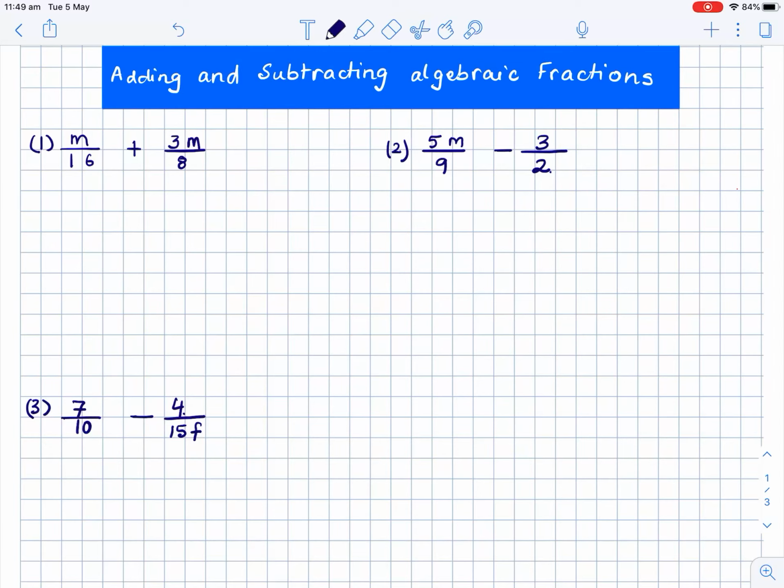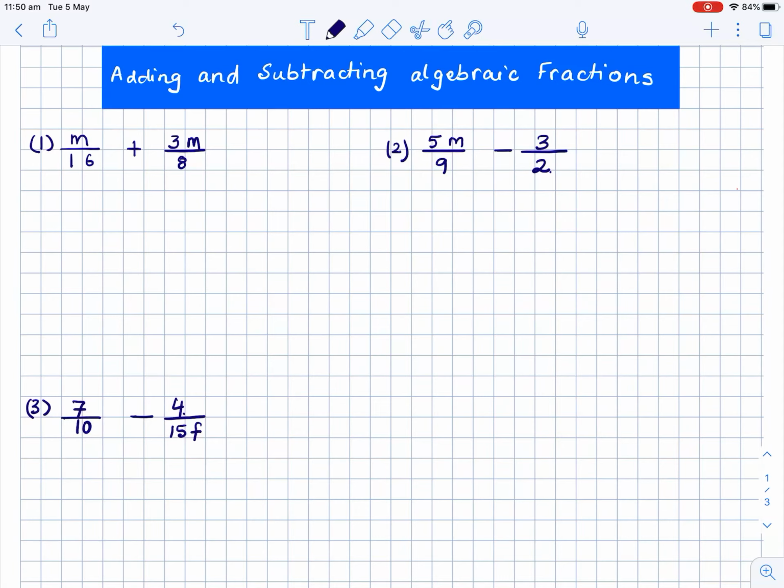In this lesson, we are going to learn how to add and subtract algebraic fractions when the denominators aren't the same. So you can see in question 1, the denominators are 16 and 8. In question 2, denominators are 9 and 2. In question 3, denominators are 10 and 15m. You cannot simply add the numerators unless you make some changes. So in this video, I'm going to show how to do that.